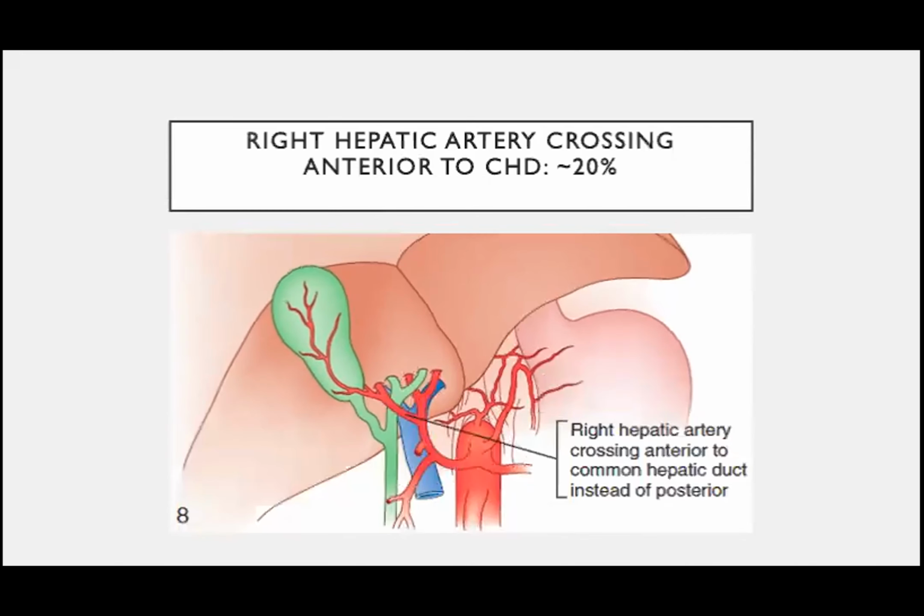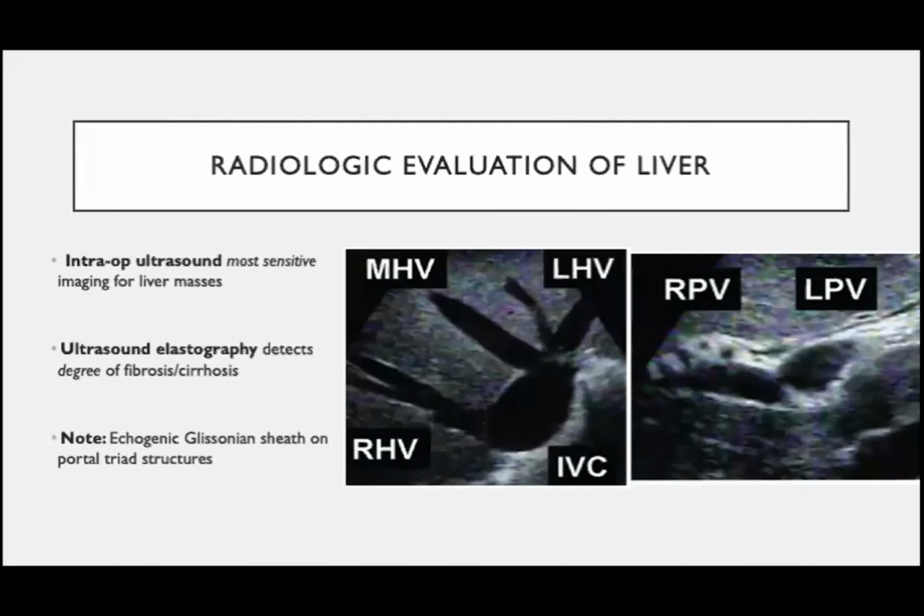Next, let's go back here. One other thing that I want to go over is how you look at the liver from a radiologic standpoint. Intraop ultrasounds are actually the most sensitive imaging for liver masses. Ultrasound elastography detects the degree of fibrosis and cirrhosis. For portal veins, you can see an echogenic glycogen sheath on the triad structures. On ultrasound, they will look kind of shiny. If you see here on the portal structures, they look shiny versus here, which are just normal veins that are not shiny. That's an easy way to tell the difference between the two.